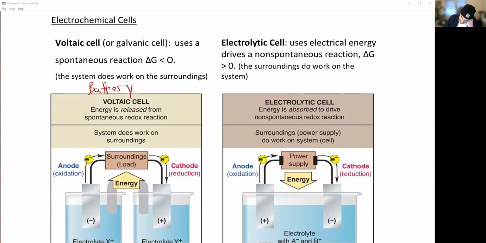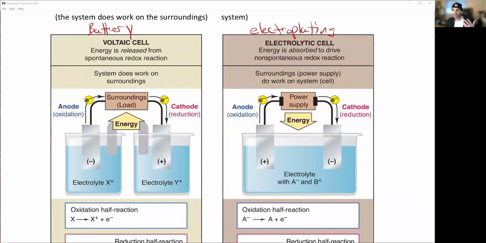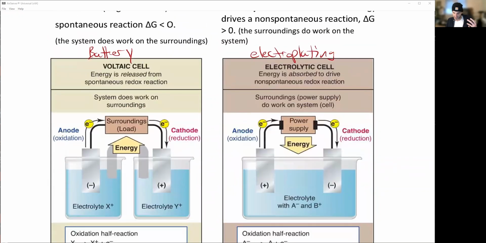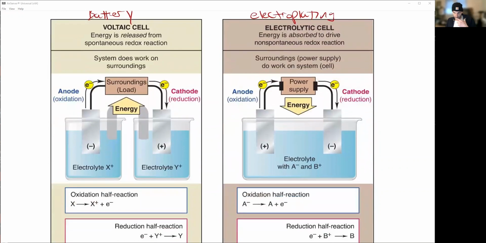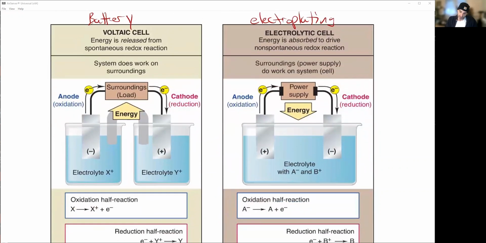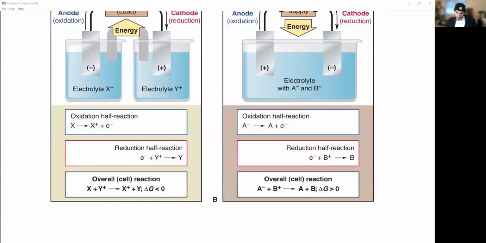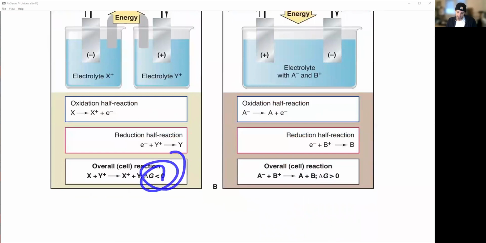The electrolytic cell, and we're going to see one of these, electroplating. If I want to coat something in some kind of metal, I would use an electrolytic cell. Very big difference is, again, this is a positive delta G. It is non-spontaneous. I have to put energy in, but we're going to focus on the voltaic cell pretty much exclusively. Okay. So the big thing here is the delta G is negative.